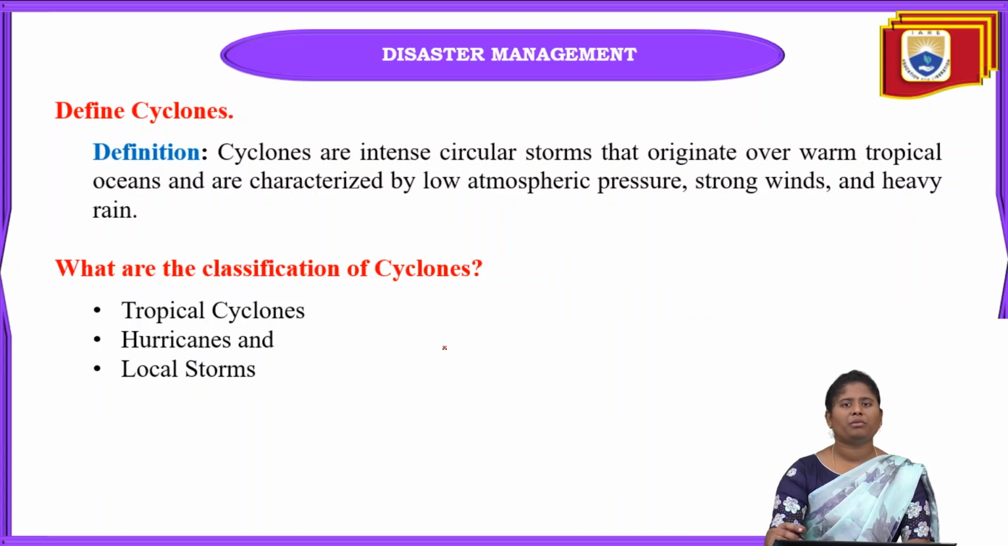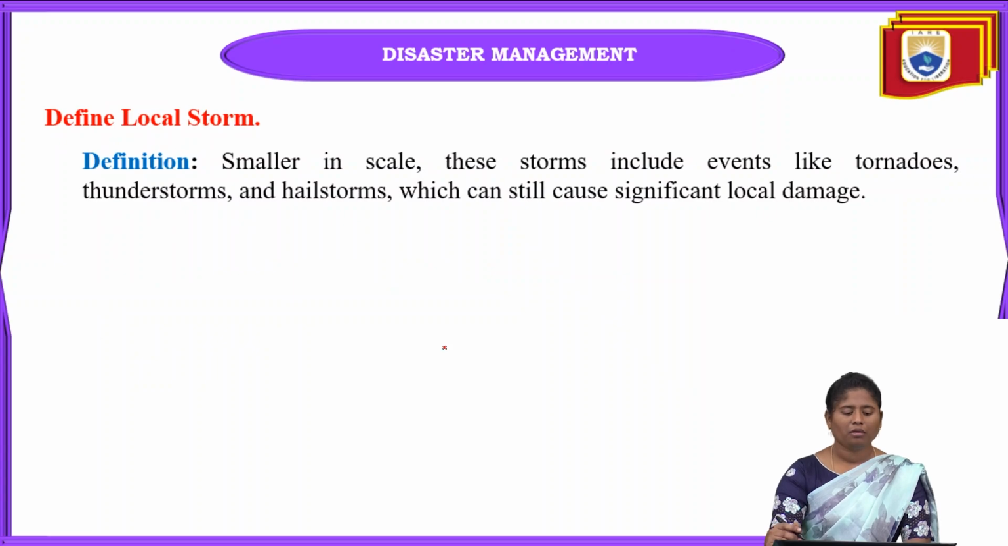Next is the classification of cyclones. In this classification, we can see tropical cyclones, hurricanes, and local storms. What is meant by a local storm? It is much smaller in scale, and these storms include thunderstorms, hailstorms, and also tornadoes. When these types of hazards take place, they can cause significant local damage.